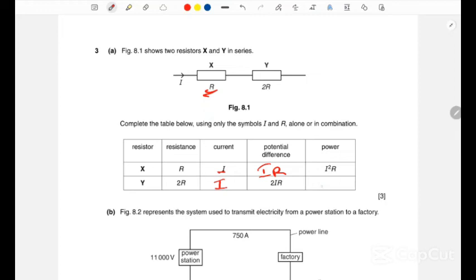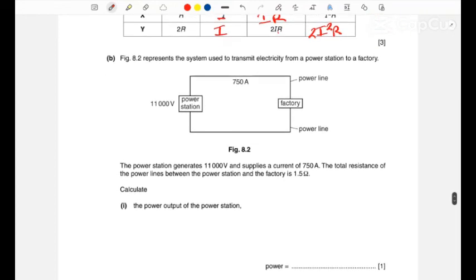And the power is going to be IV. If the power is IV, that means V is equal to IR, so it's going to be I times R. But the R over here is 2R, so we have 2R. That means it's going to be I squared R times 2. That's going to be our answer.